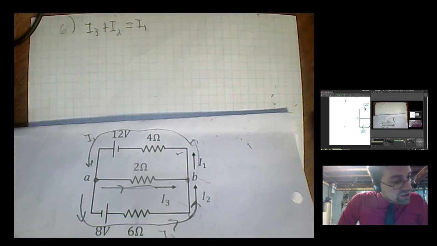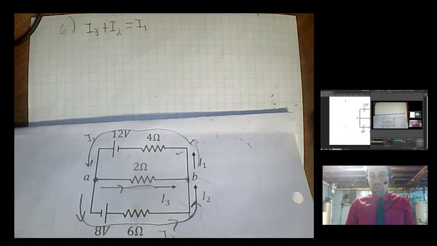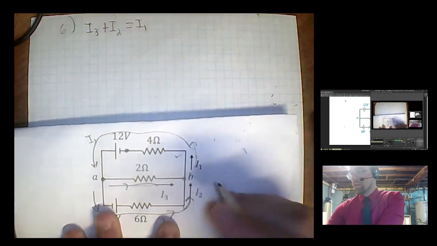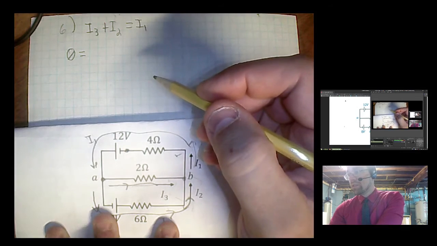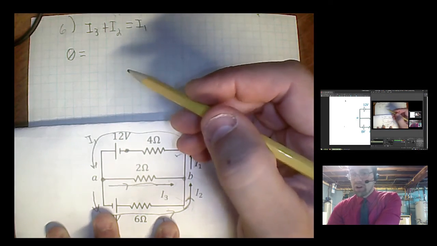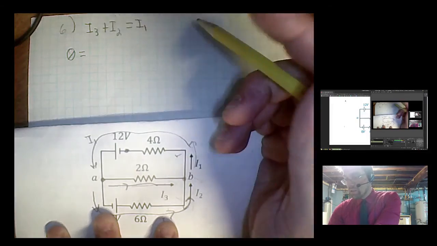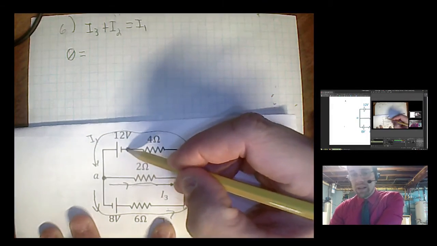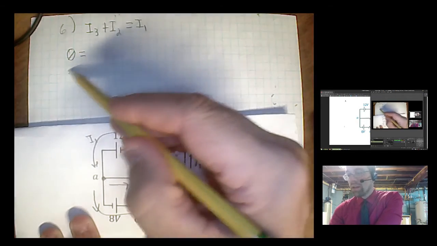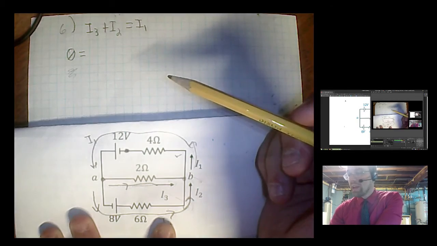All right, let's do some loops here. Let's do a loop that goes through the 12 volt battery. We'll start from right there. Conservation of energy says the electrical potential energy per charge, those increases should equal the decreases. By the time I get back to the same spot, those increases and decreases will cancel out. So I'm going to kick up by 12 volts as I move through this.